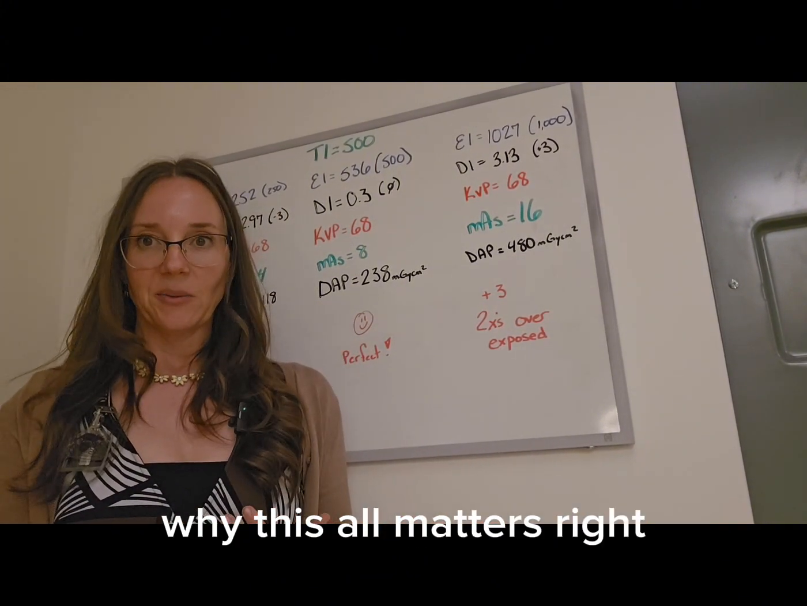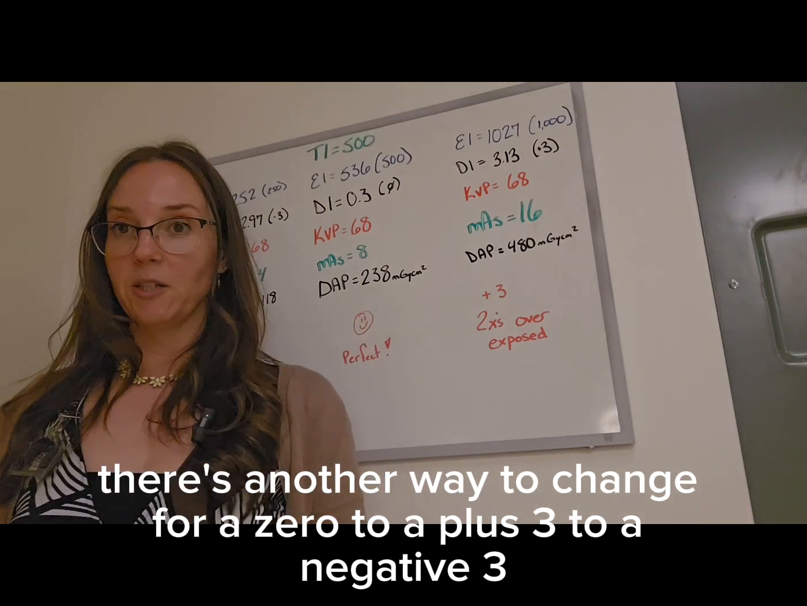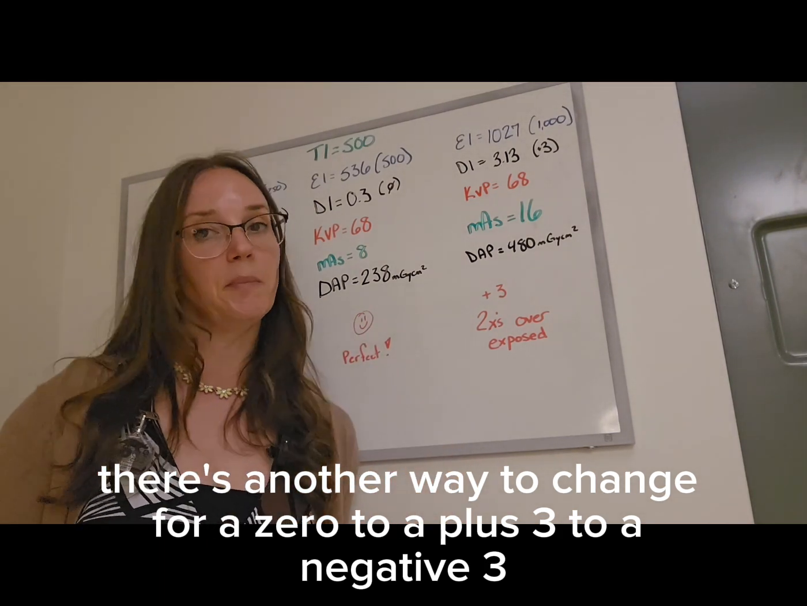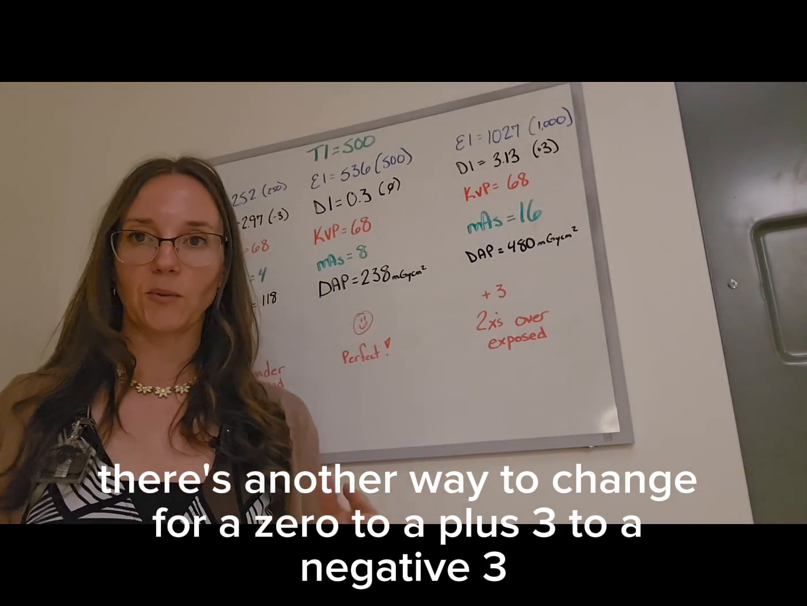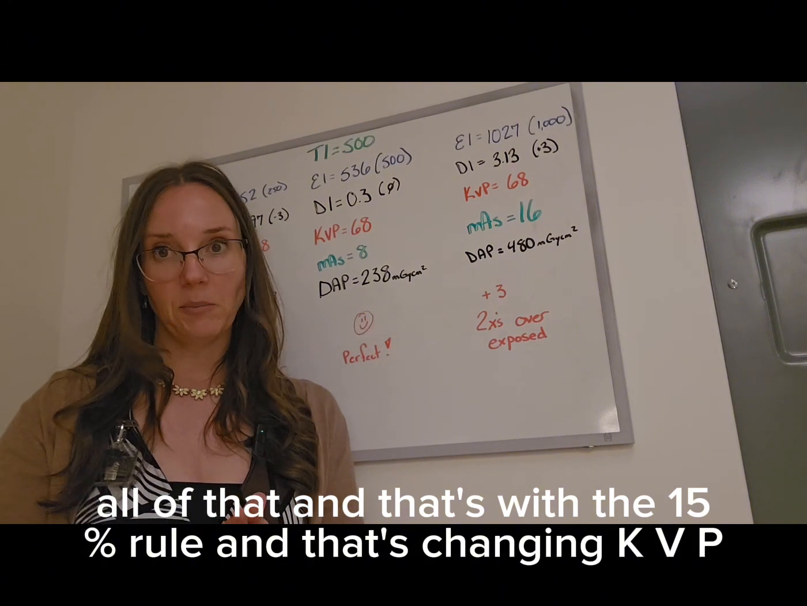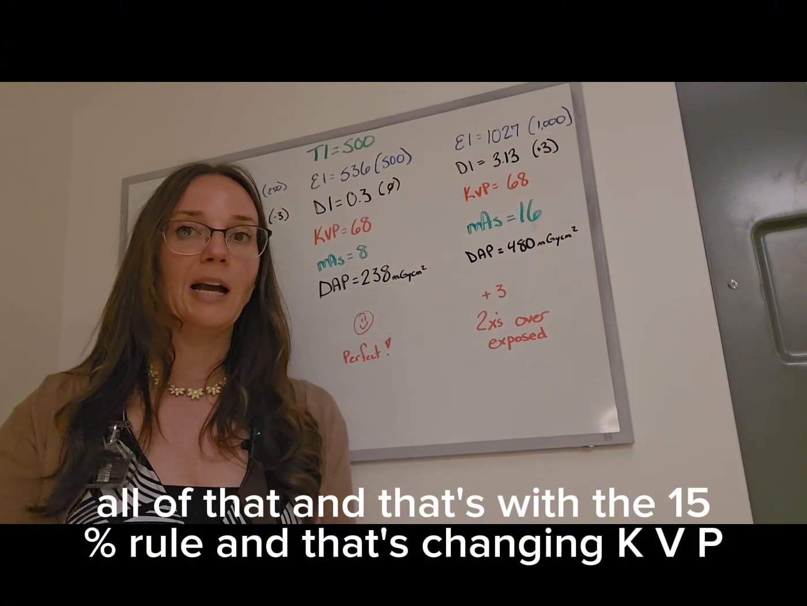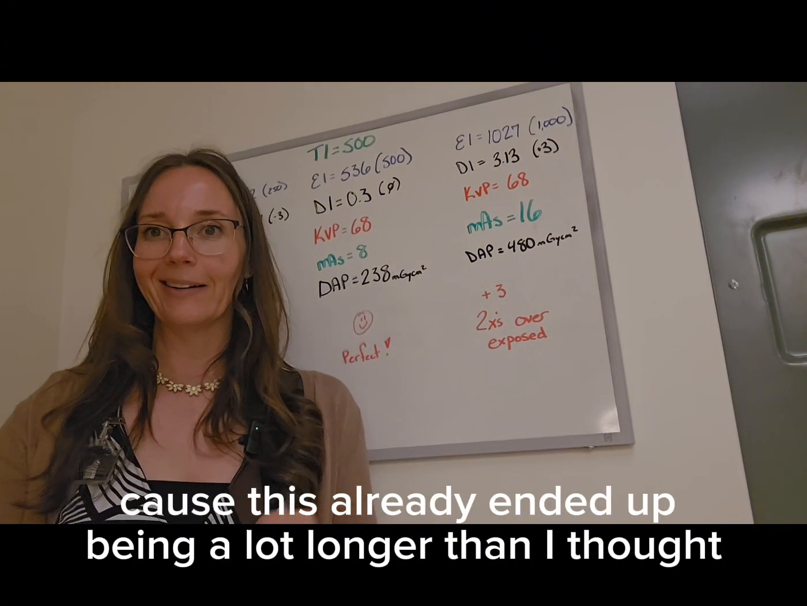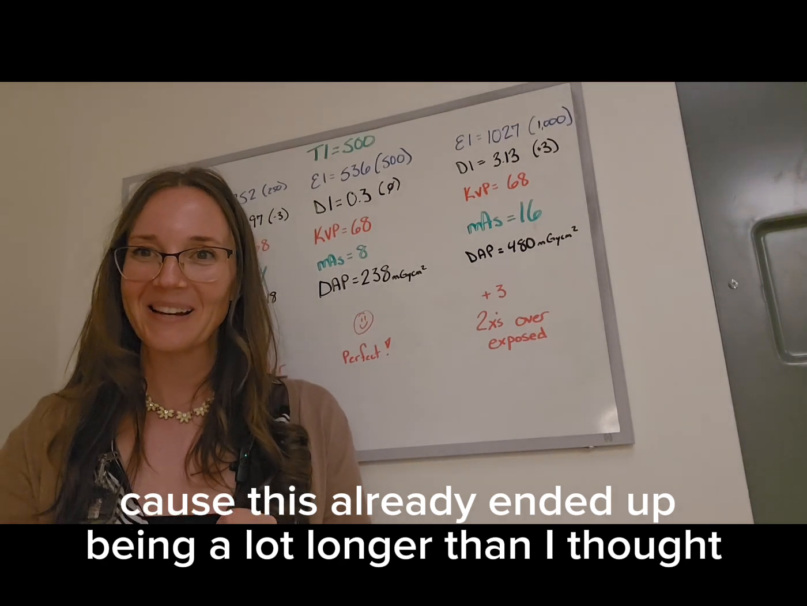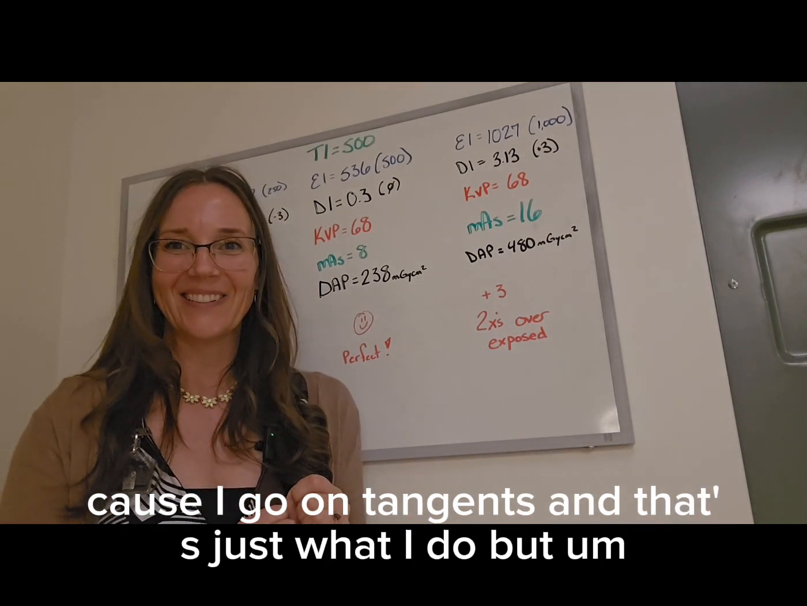Why this all matters, right? So there's another way to change from a 0 to a +3 to a -3, all of that. And that's with the 15% rule, and that's changing KVP. I'm not going to get into that today because this already ended up being a lot longer than I thought because I go on tangents and that's just what I do.